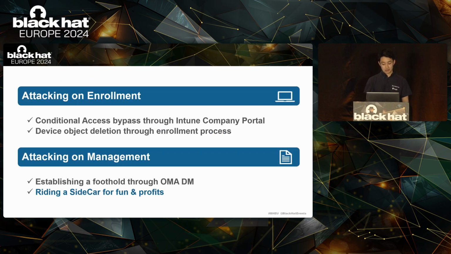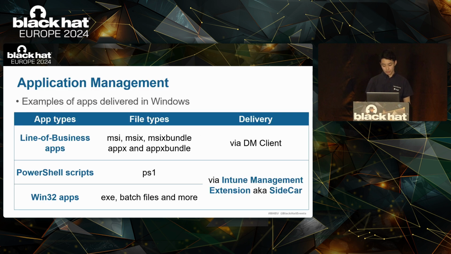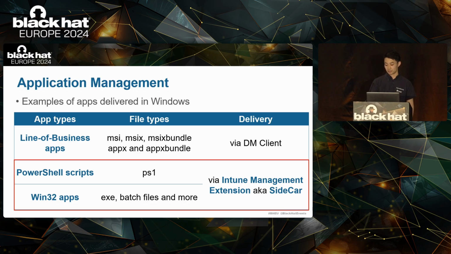Now, let me talk about the last one, which is about SideCar. First, let's take a look at application management. As for Windows, we have seen installer files for line of business applications are delivered via OMA DM session. On the other hand, PowerShell scripts and Win32 apps, such as exe and batch files, are downloaded through what is called Intune Management Extension, also known as SideCar.